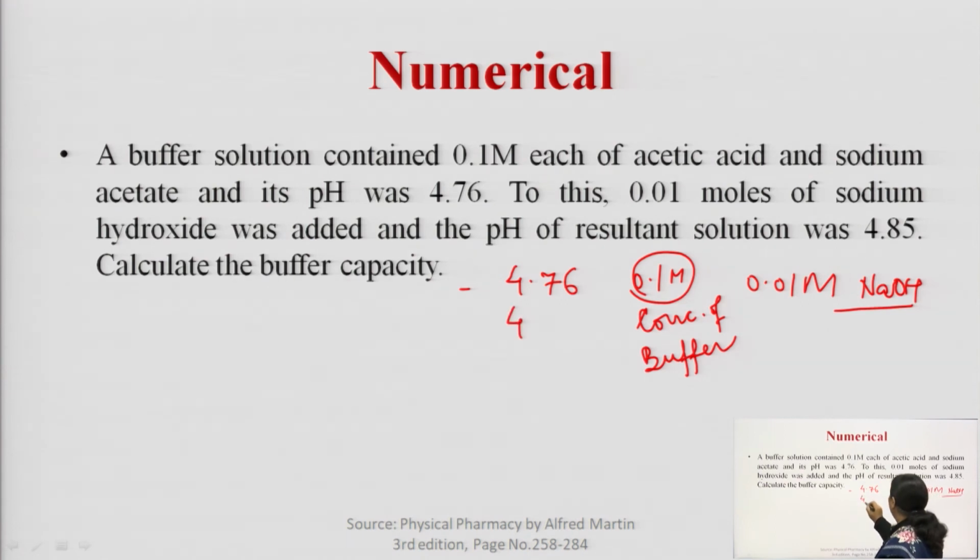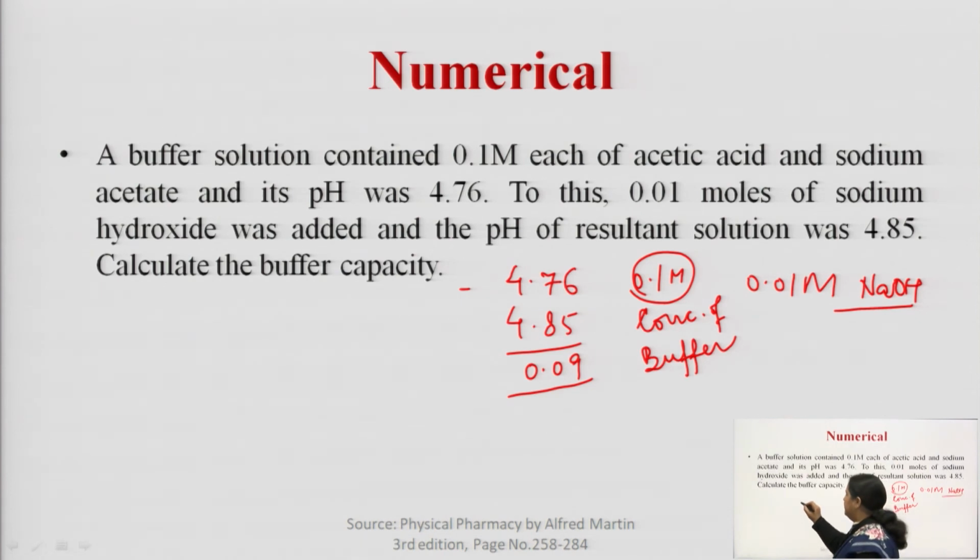It is 4.85, right. So, we have a buffer of concentration 0.1 moles of sodium acetate and acetic acid, and to it was added NaOH, a strong base, of 0.01 moles, and the change in pH that we observed was, initially the pH was 4.76 and finally it became 4.85, right. So, what is the change in pH? That is 0.09 units. This is the change in pH.